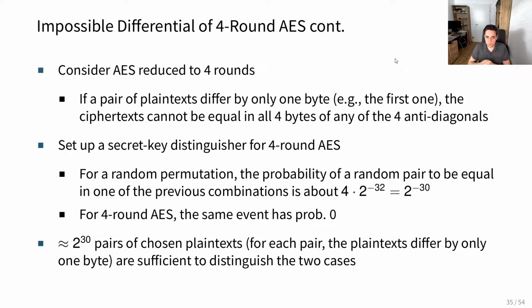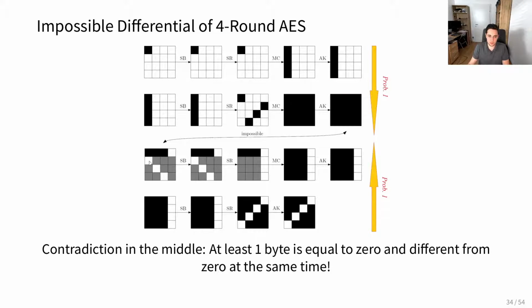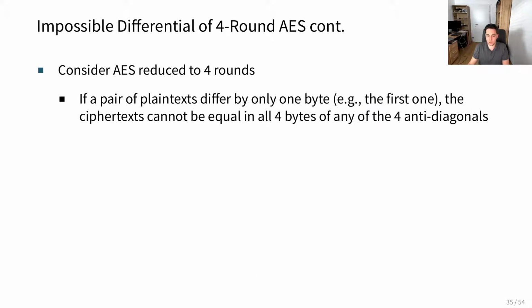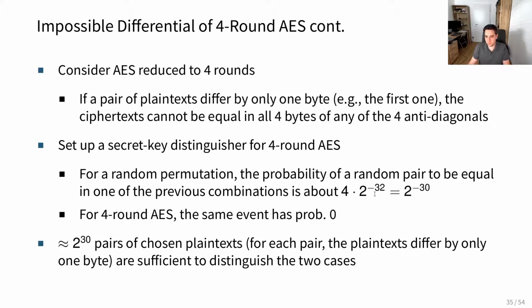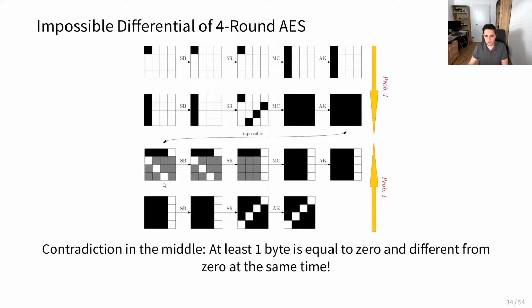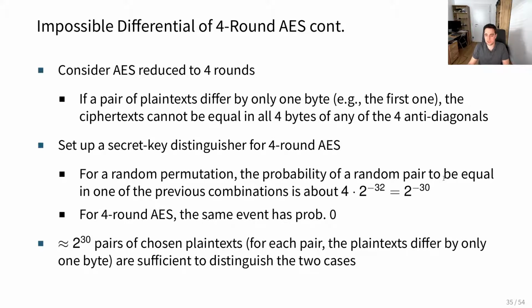And yeah, we can set up a secret key distinguisher. Why can we do so? Well, because here we don't know whether these 4 bytes are non-active. It may be true that we have this representation, but the probability is very low because we have 4 bytes, so the probability is 2 to the power of minus 32, due to the bytes here. So the probability of the matching is very, very low for a normal permutation. But for the AES, we know that the probability is 0 because it cannot occur.